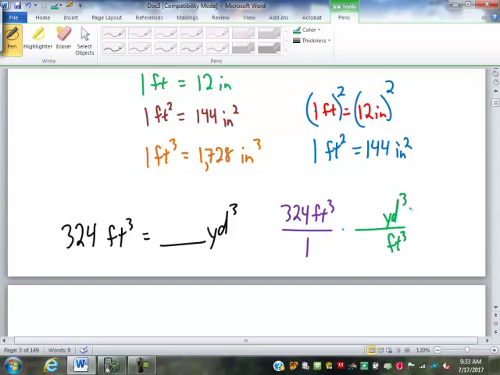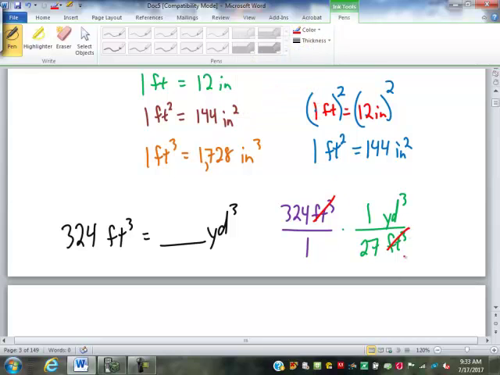Okay, so which one is larger, a yard or a foot? A yard. So that's going to be the 1, right? How many feet are in a yard? 3. But this is cubed. So what is 3 cubed? 3 times 3 is 9 times 3 is 27. There we go.